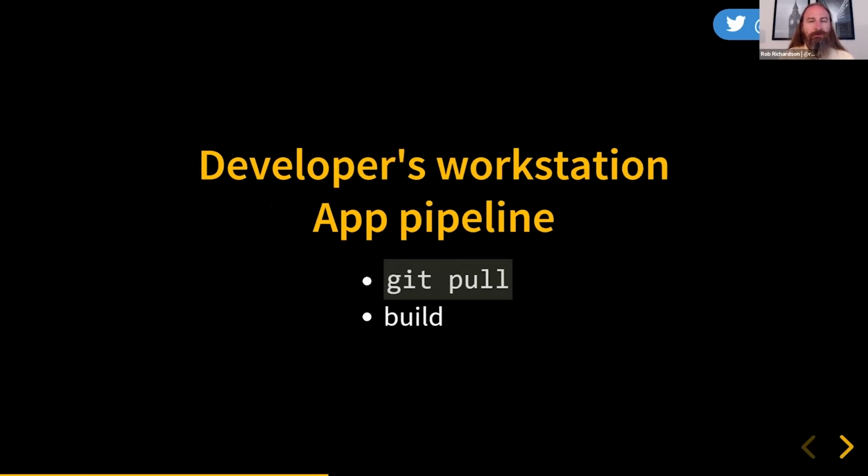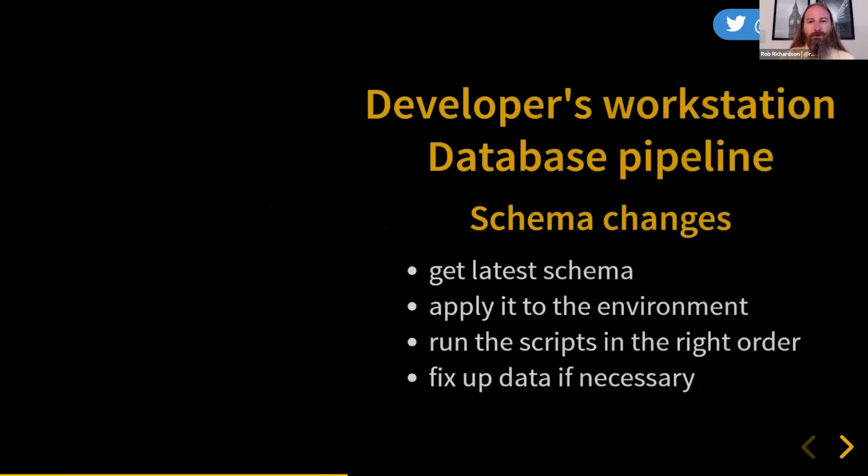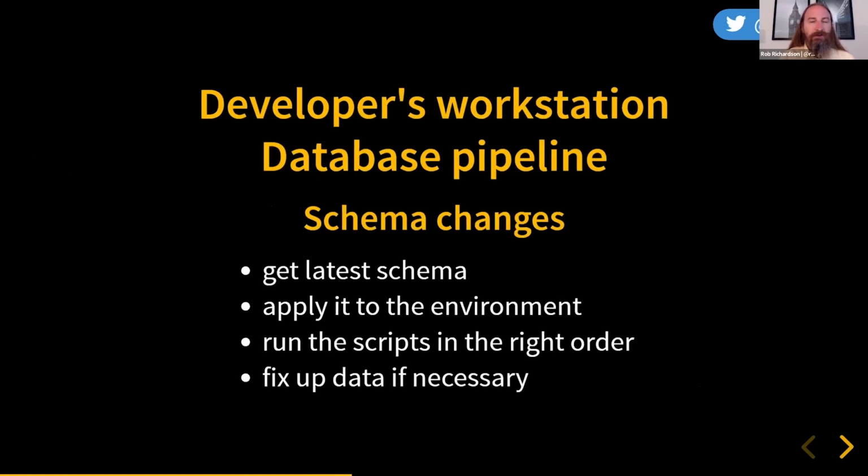A developer's workstation pipeline for applications is really simple. Git pull, build. We probably don't even think of that as a DevOps pipeline because it's just so natural and so simple. With databases, it's a little bit more. What if we have schema changes? Well, if we have schema changes, then I probably need to pull the latest from source control.